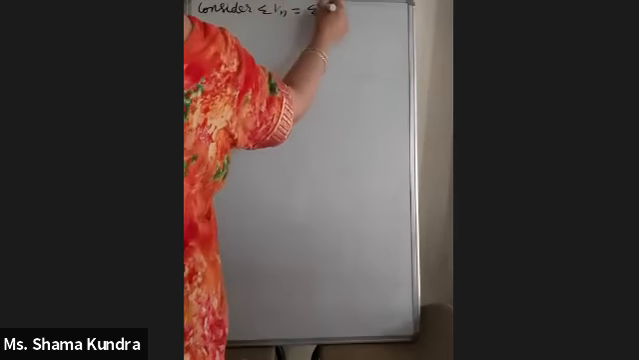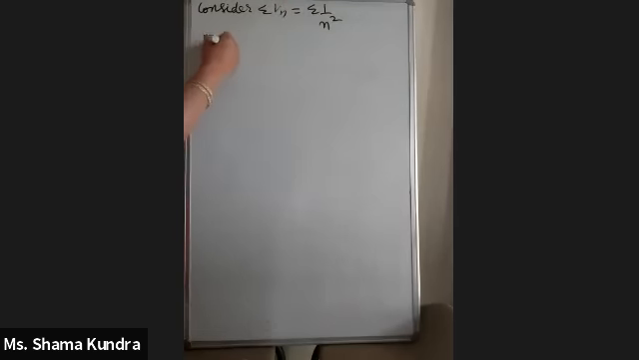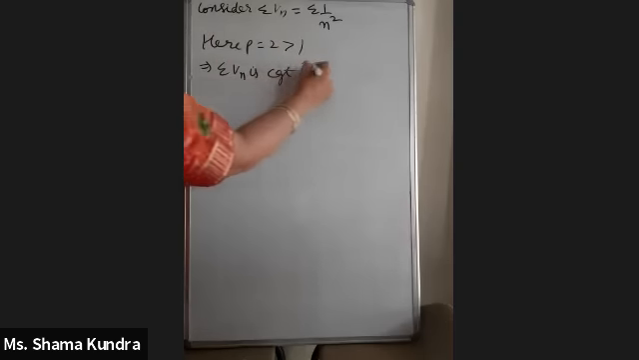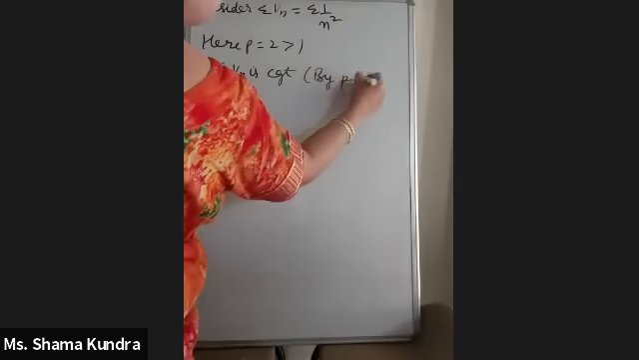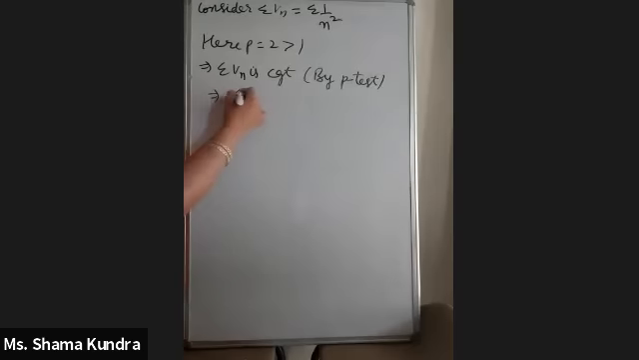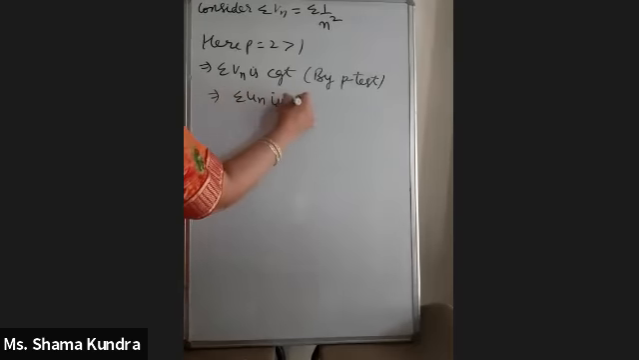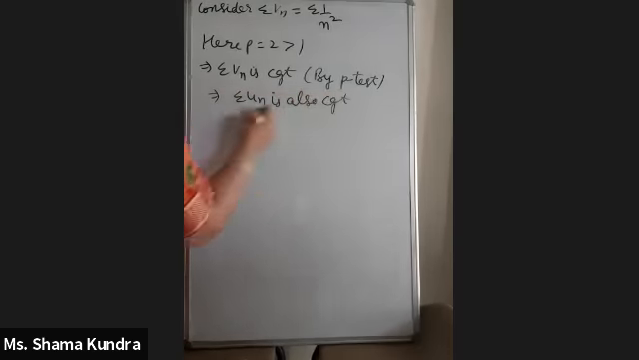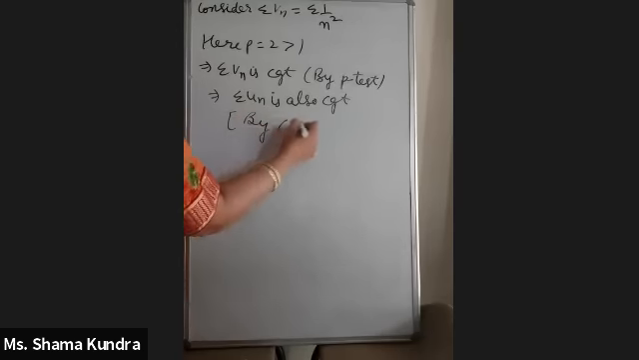Consider series vn. Here, p is 2, which is greater than 1, implies series vn is convergent by p test. Therefore, series un is also convergent by comparison test. Comparison test is also called limit comparison test.